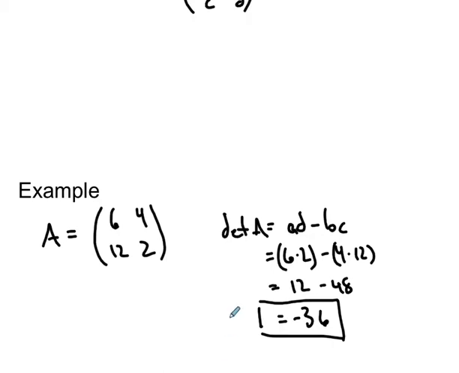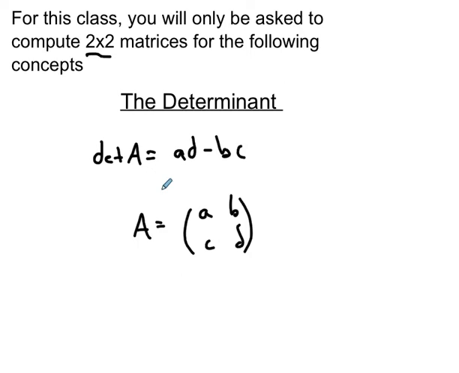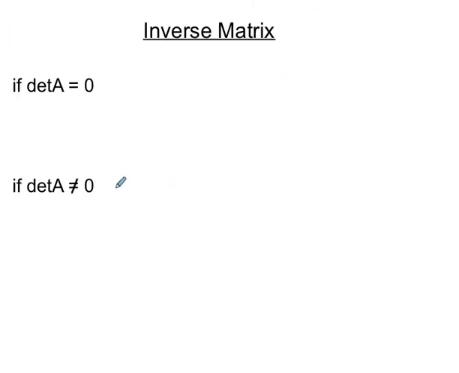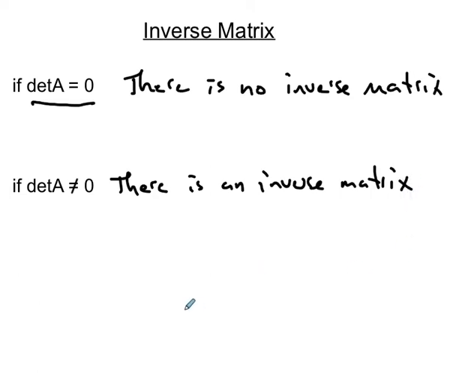Now, one interesting thing to note about the determinant, and it relates really closely to the inverse concept, is that if the determinant of A is equal to 0, that means that there is no inverse matrix. And if the determinant does not equal 0, that means that there is an inverse matrix. And you might be wondering, well, what are we talking about in terms of an inverse matrix?